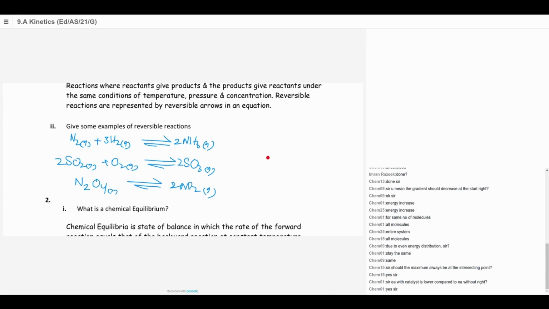So any reaction will be reversible in a closed system, right? It's always better to have a closed system because an open system will allow matter to enter or escape, right? Yes, we can copy these three examples.